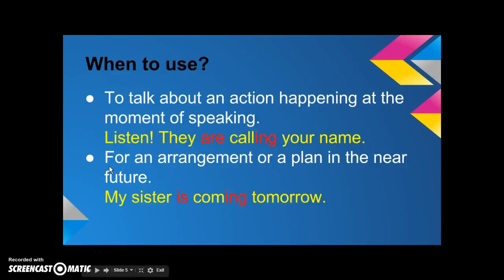We also use the present progressive for an arrangement or a plan in the near future. Tomorrow is the near future for me, so my sister is coming tomorrow. I use the present progressive, again in red, the verb be and the ending ing.